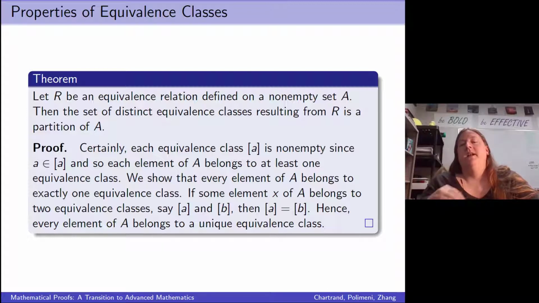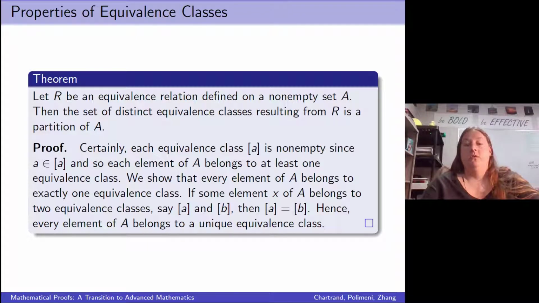Now we need to show that every element of A belongs to exactly one equivalence class. So we're going to take some element x of A and we're going to say, well, suppose it belongs to two equivalence classes. Say it's in the equivalence class of a and the equivalence class of b.